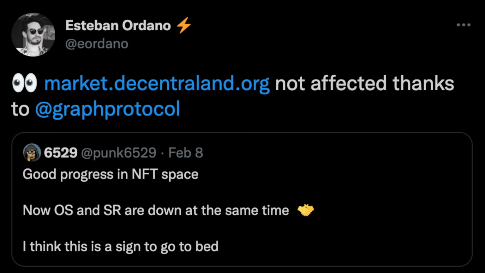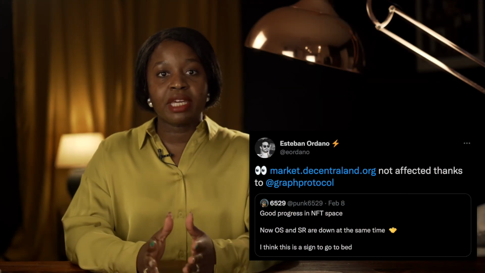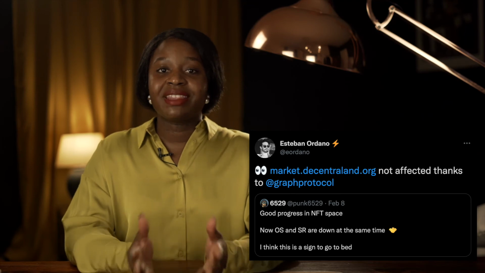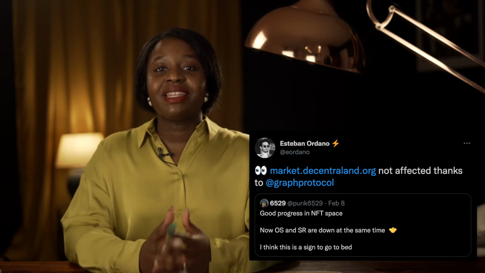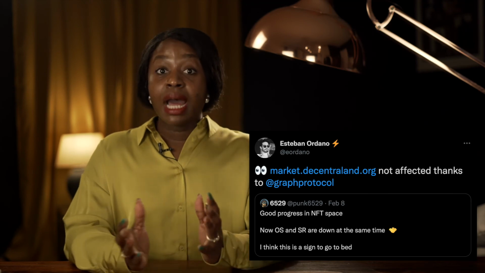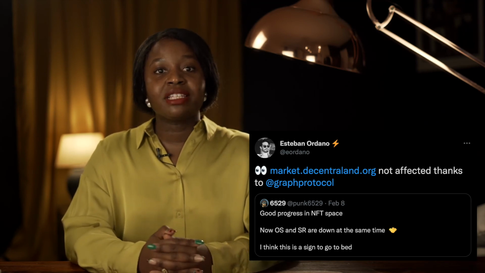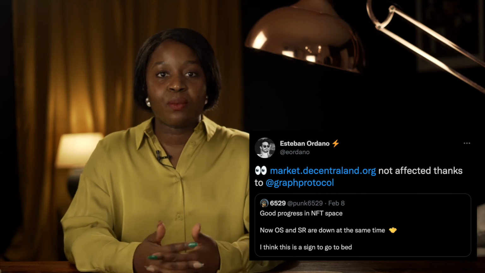In this next short yet powerful tweet, we see a major plus the Graph's approach to service enables. Recently, NFT marketplaces, OpenSea and SuperRare both encountered problems resulting in some downtime. Here, Esteban Ordano, co-founder of Decentraland, shares that their world's marketplace remained up and running, thanks to the Graph. This is the future of Web3, allowing for reliable uptime thanks to the decentralized setup of the network.